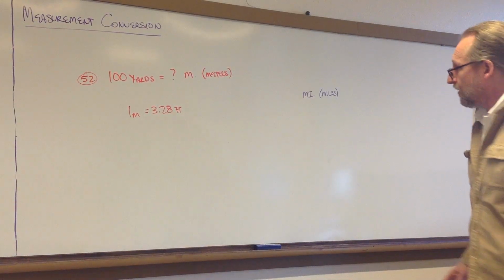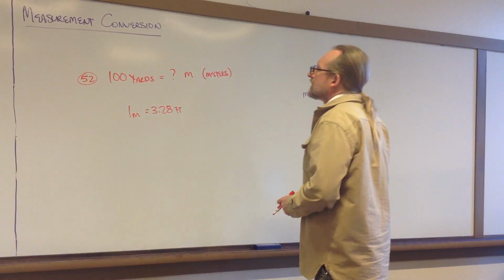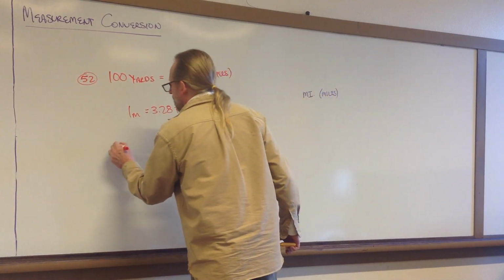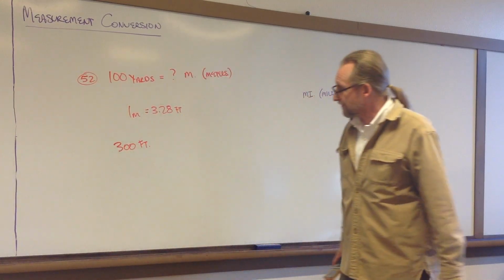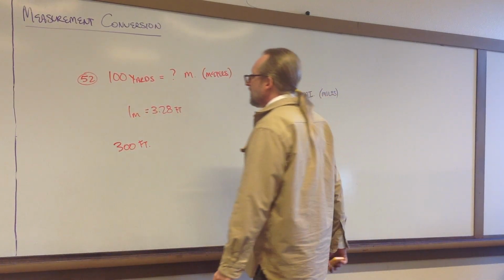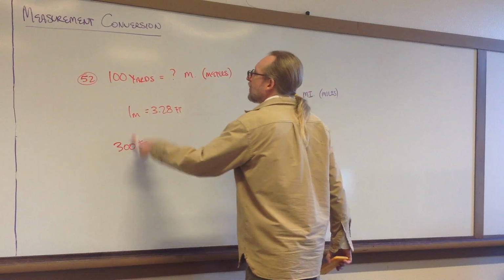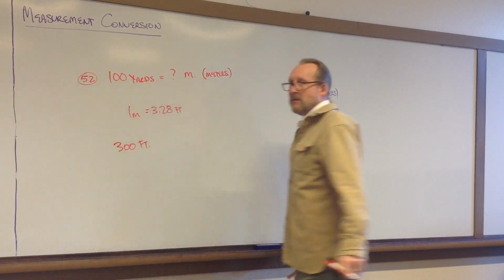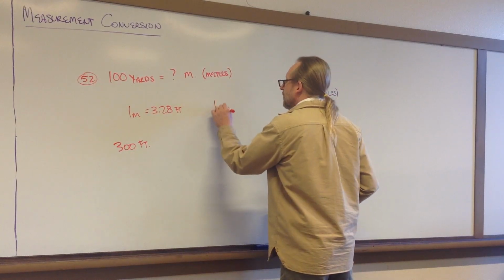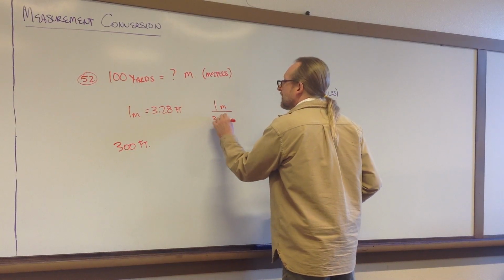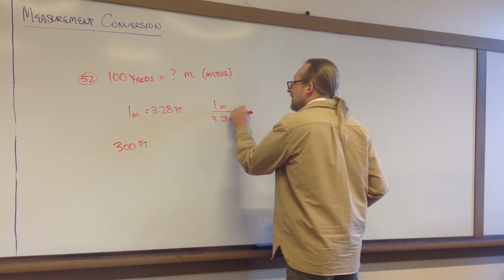We know, let's see, so the 100 yards is 300 feet, right? Because there's 3 feet in a yard. Okay, so now we know we're working with 300 feet and we want to know how many meters that is. So again, if you're not sure, we can set up a little proportion here.